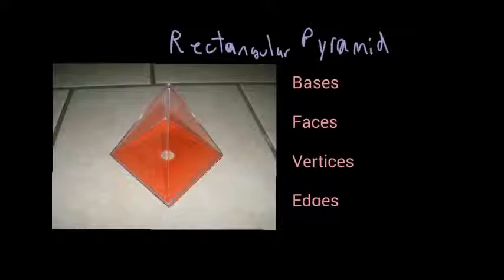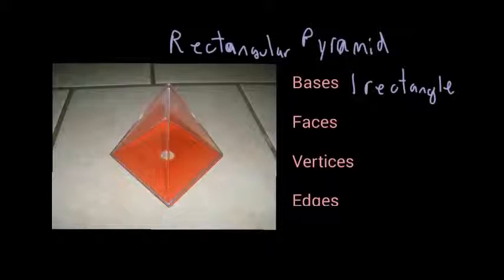Alright, next we have a rectangular pyramid. So we have one rectangle for a base. And sometimes you can see them as a square pyramid, but all squares are rectangles, so you'd never be wrong calling it a rectangular pyramid. But if it's a rectangle and not a square, you could be wrong calling it a square pyramid.